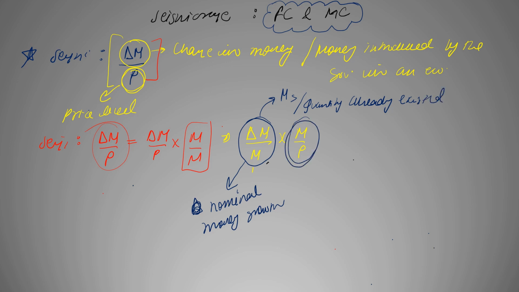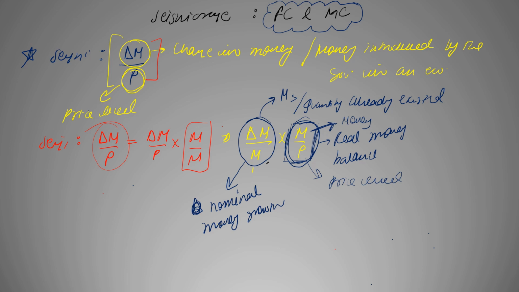Now M by P is real money balance. Now real money balance basically is the amount of money people hold in an economy, not in the form of checkable deposits, but holding money in the form of, say, currency. Okay, this is M by P. Why? Because this is the money with respect to the current price level.